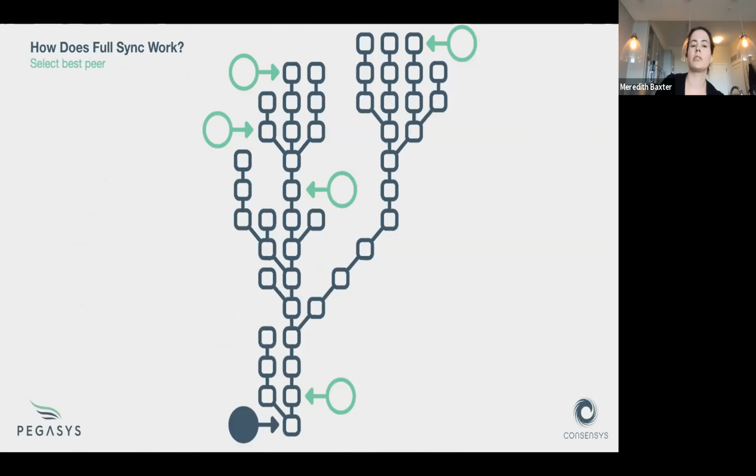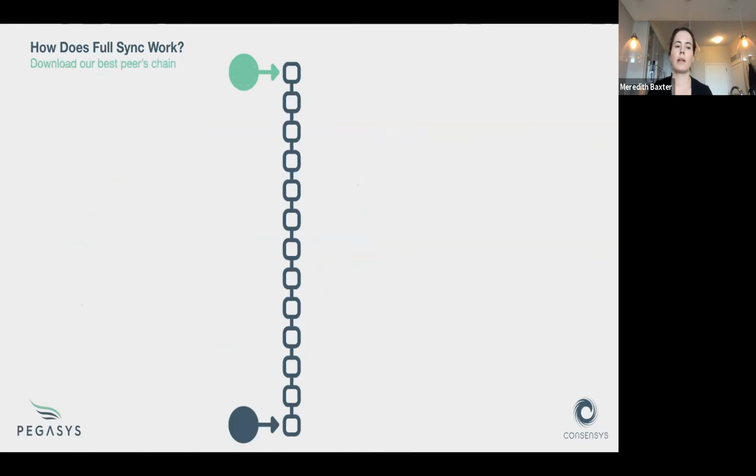And given that information, we're going to select our best peer, which is the peer with the heaviest chain head block. And so in this little diagram, that's going to be the peer in the top center there. And so once we've selected a best peer, that basically collapses this tree into a single chain. So it kind of simplifies the view of the network.